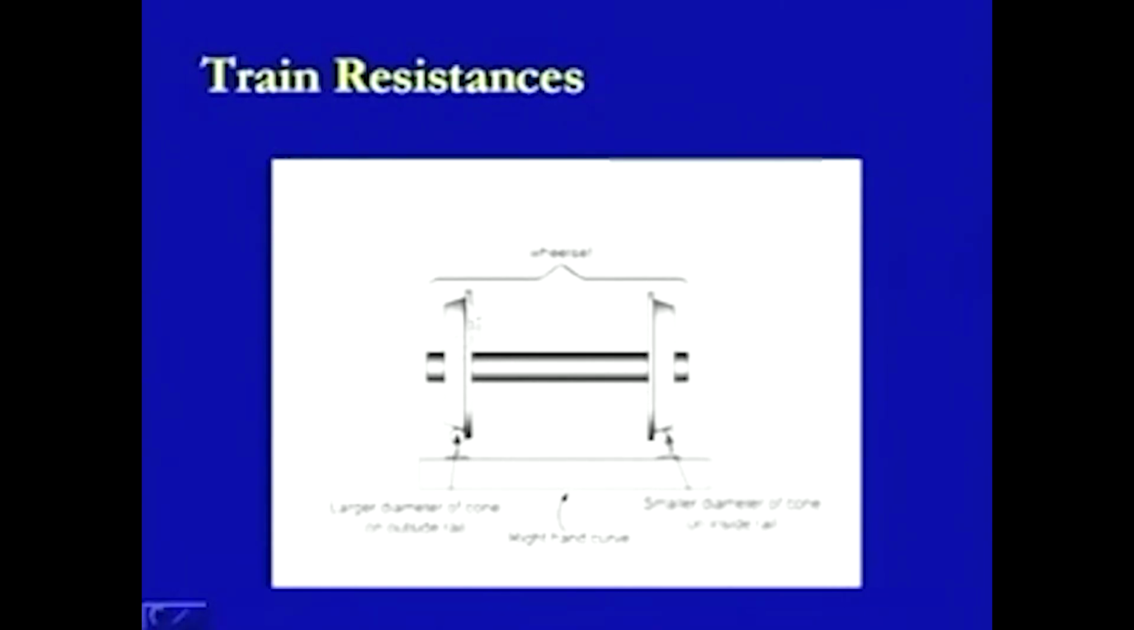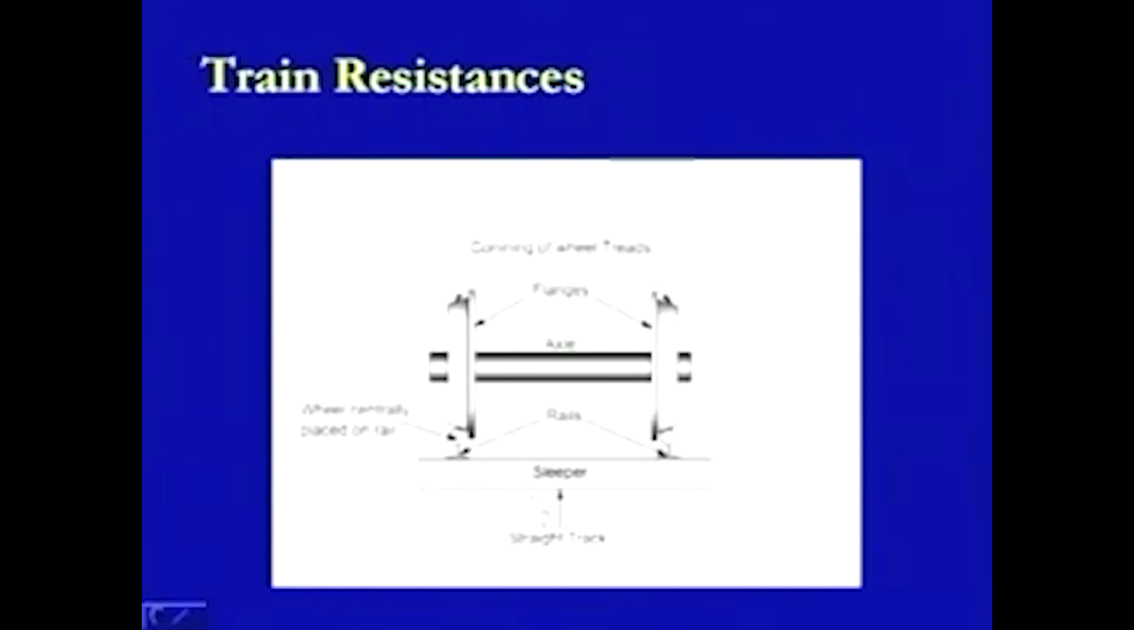Because of this larger diameter, the circumferential movement will also be more, whereas because of this lower diameter, the circumferential movement will be lower, and that's how this differential value will come into the picture. And we are going to use this differential value to find out the resistance in the case of curves.